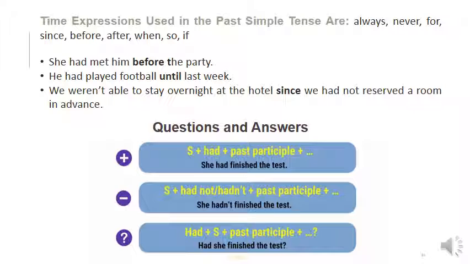And in the interrogative, you start the question with had. That's it. Okay, so: She had finished. She hadn't finished. Had she finished? That's it. You just switch the words in order to have a question form.